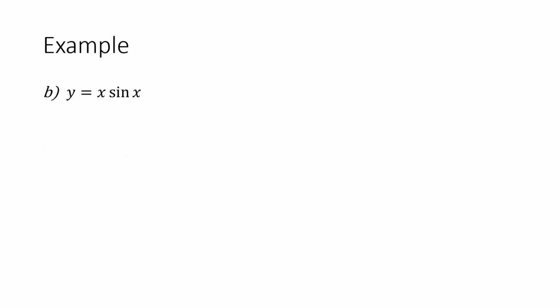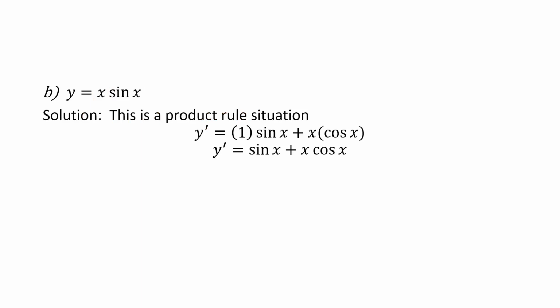This next question, y equals x sine x, is just an opportunity for us to apply the product rule. The first function is x and the second function is sine x. So the derivative will be equal to the derivative of the first times the second plus the first times the derivative of the second. And so we'll get that the derivative is equal to sine x plus x cos x. Okay, and here it is typed out nicely for you. 1 times sine x plus x cos x.